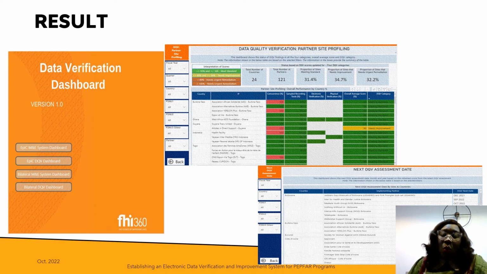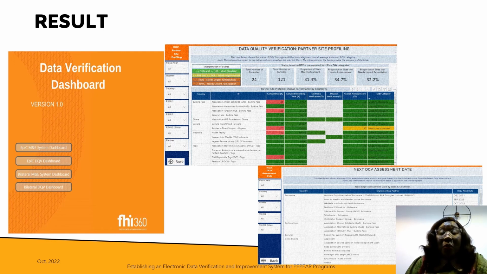All right, so what has been the result? The result is that we then have a data verification dashboard that allows us to answer basic questions. First of all, in which countries, which projects, and which sites are data verification and improvement activities being conducted? That's one. The expectation is that the data verification is conducted every quarter. So we have dashboards to help monitor adherence to that.